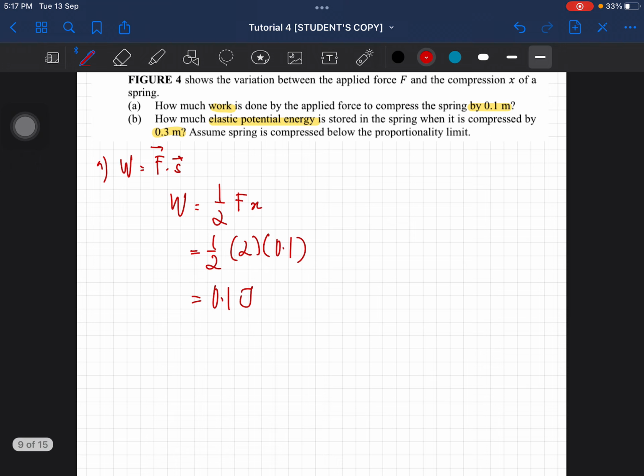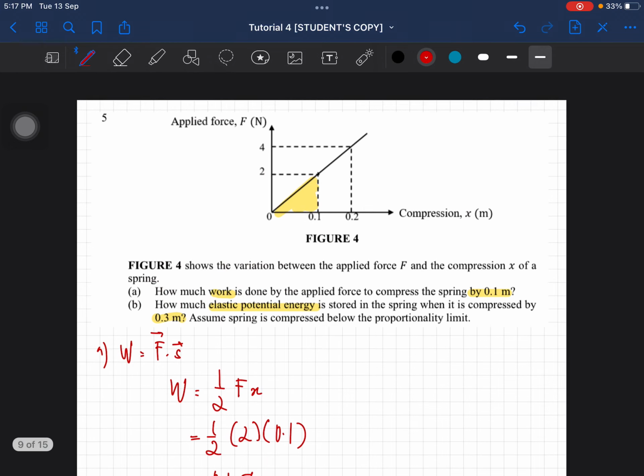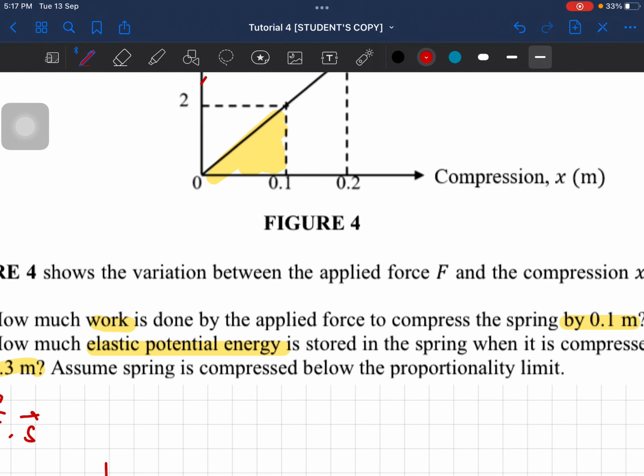Okay, so now we have to calculate the potential energy. Okay, sekarang ni potential energy untuk kalau cara kamu kira is for a spring, it is U equal to half kx square. Sekarang ni x ni kita tahu kita perlu substitute dia equal to 0.3 meter. Tapi sekarang ni kita tiada value k. So macam mana kita cari value k? Based on this graph, we can actually obtain the value of k by determining the gradient of the graph.